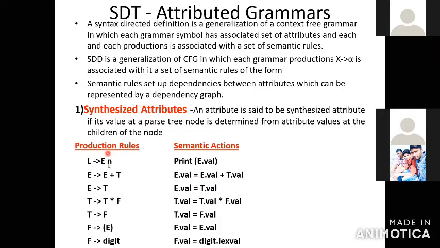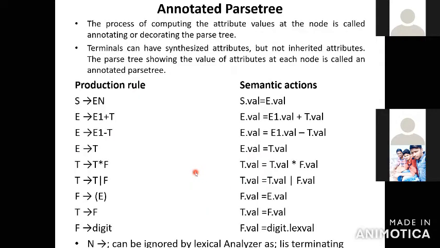Similarly, you have to check the given example, the given context free grammar. This is the production rule, this is the semantic action. So based on the production rule and semantic action, you construct the parse tree for synthesized attributes. That parse tree is called an annotated parse tree, built based on the children of the nodes. The process of computing the attribute values of the nodes is annotating or decorating the given parse tree based on the context free grammar.